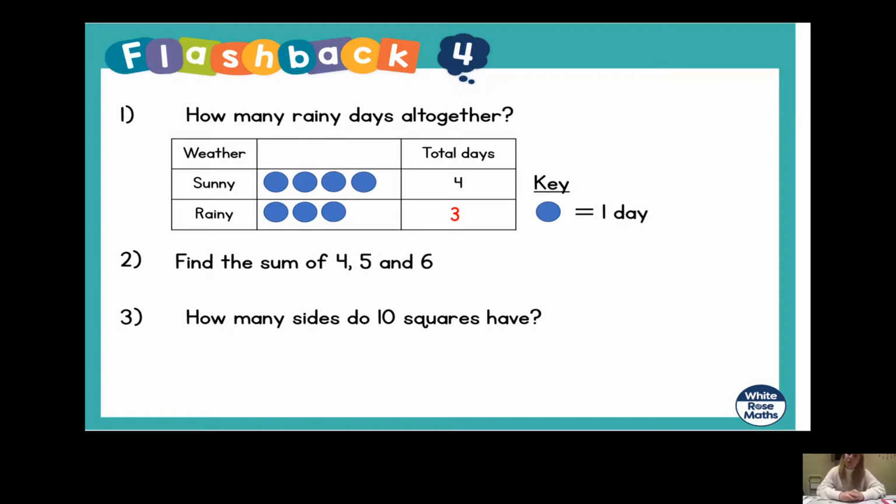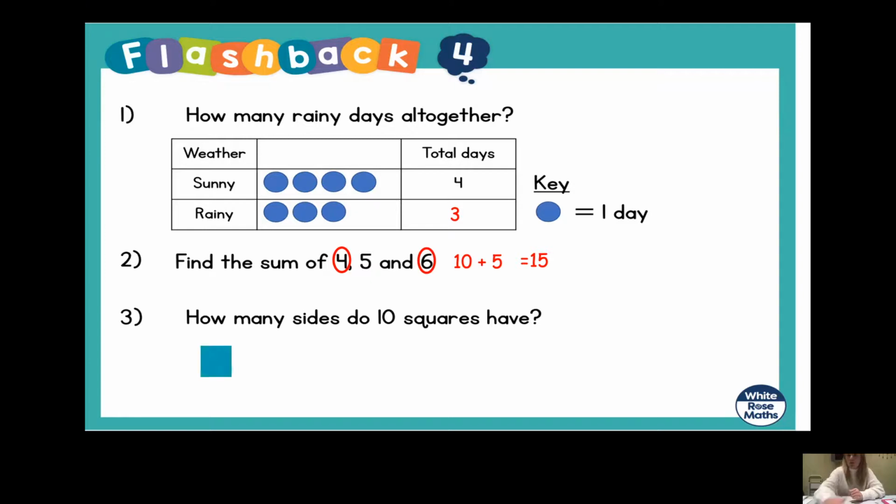Okay, number 2, find the sum of 4, 5 and 6. Well, the 2 numbers that jumped out at me were 4 and 6. And why is this? Well, it's because this is a number bond to 10. So now that we know that these 2 numbers add together to make 10, we just need to add the other number on. So 10 plus 5 equals, yes, 15. Well done.